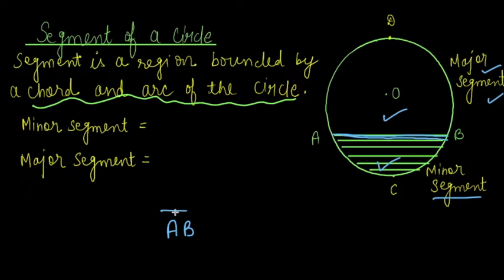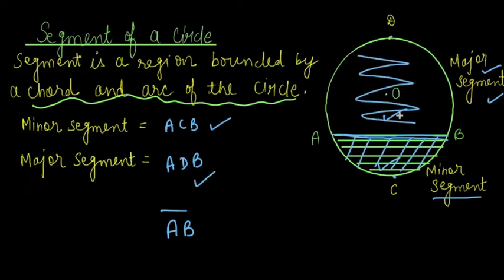So to write the segments, we always take two other points. Here you see I have taken a point C and here I have taken a point D on the circumference of the circle. Now if I want to write the minor segment, I will write ACB. And if I want to write the major segment, I will write ADB. ACB means I am clear that I am talking about the minor segment. When I say ADB, since point D is here, it means I am talking about this portion, which is my major segment. So this is how we represent the minor and the major segment.